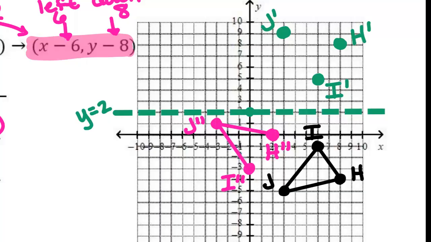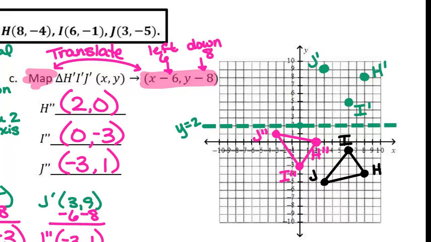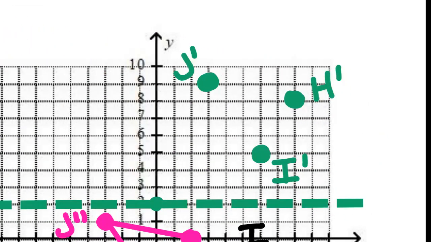Ooh, I forgot to connect my points on J prime, H prime, I prime, so I need to go up there and do that too, so I don't leave it unfinished. Remember, if you leave it like this where you don't connect the dots, that will not get you full credit, so go back and double check to make sure that you have connected the dots for all of your translations, reflections, and rotations.